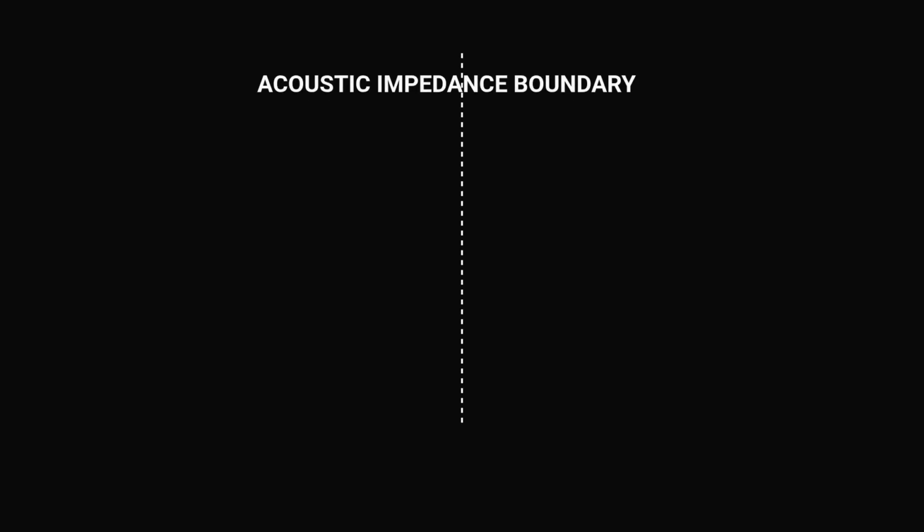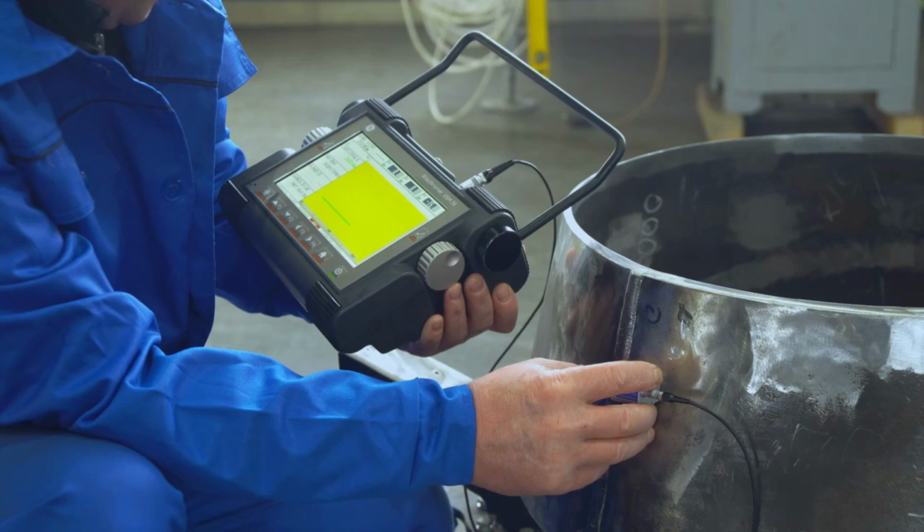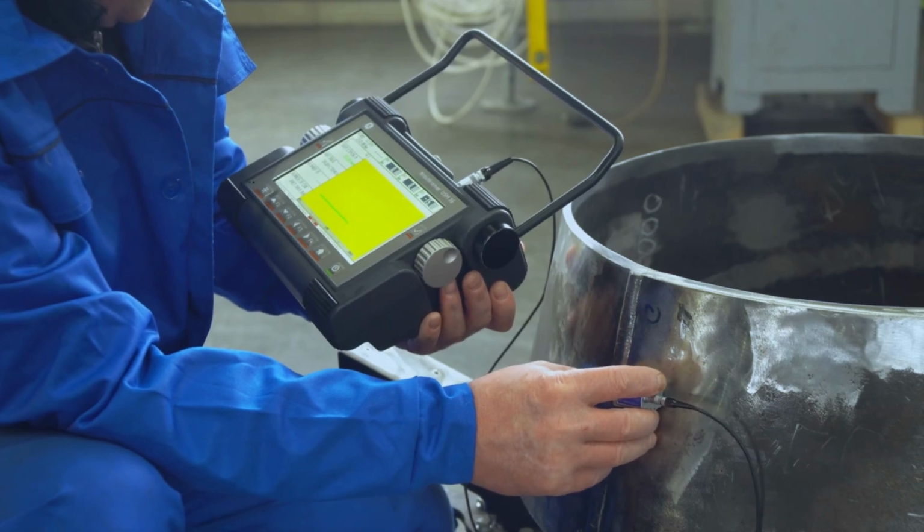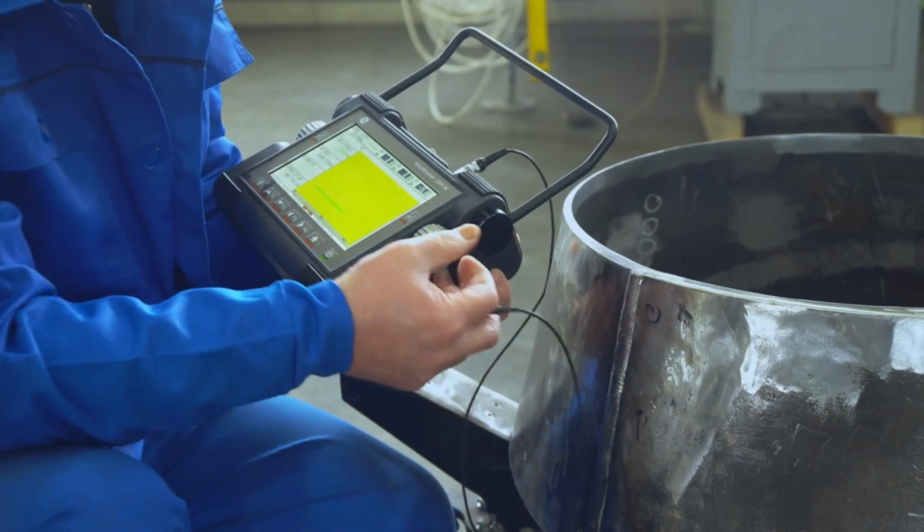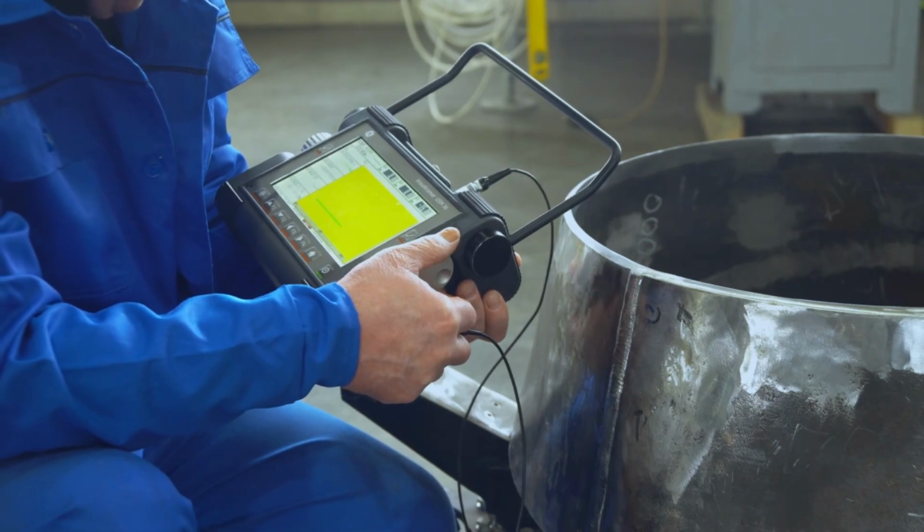Understanding your output is crucial. Acoustic impedance determines how much ultrasonic energy reflects versus transmits at material boundaries. Higher impedance differences between materials create stronger reflections, which is fundamental for defect detection in non-destructive testing.